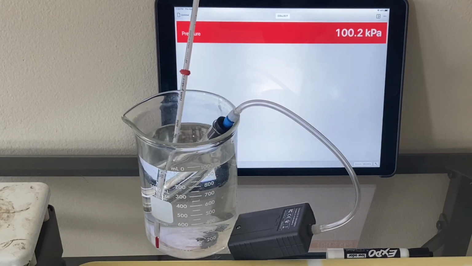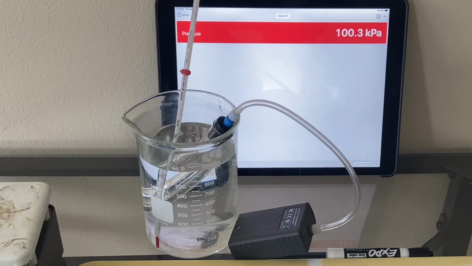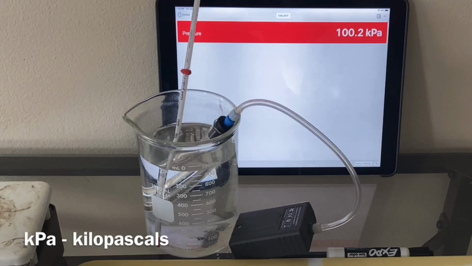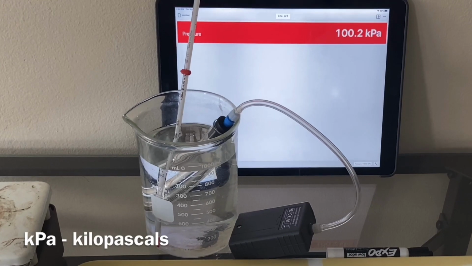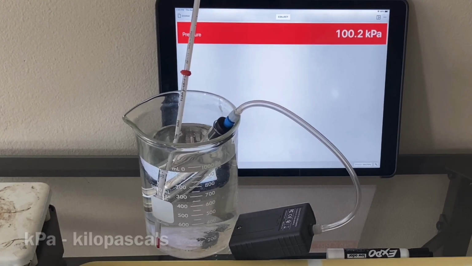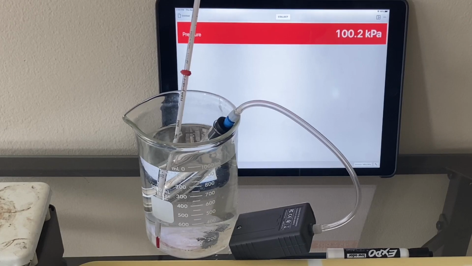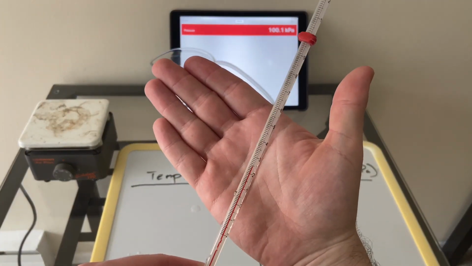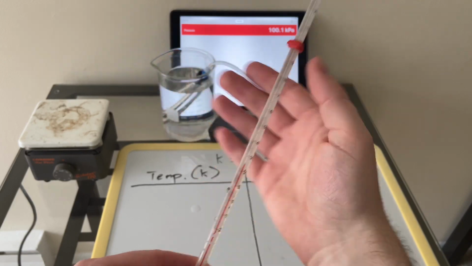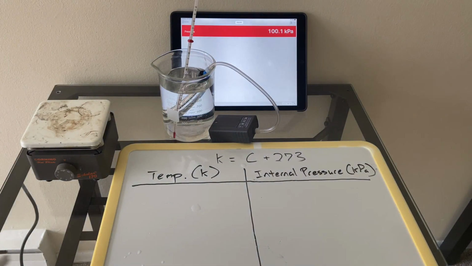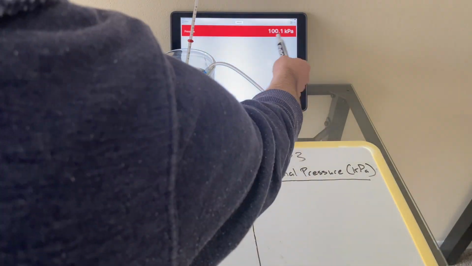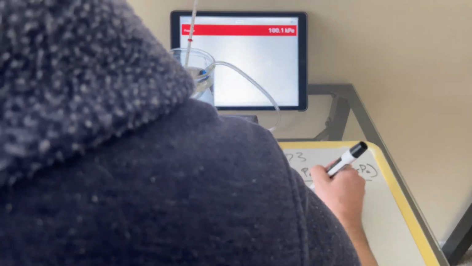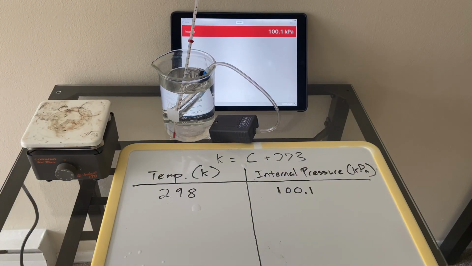Now one other thing that you'll notice about that iPad back there is that it's reading the pressure out in kPa, or kilopascals. That's just one of many units for pressure. The more kPa, the more pressure. Now I'm just going to let this test tube sit here for about 2 minutes, and we'll check the temperature there. It's about 25 degrees Celsius, which we remember from the last video. You can add 273 to get the Kelvin. We get 298 Kelvin. And we see our pressure is about 100.1 kPa.